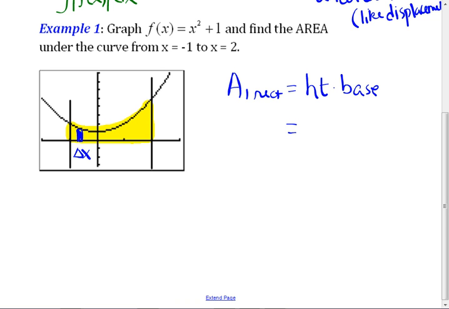Okay, so what's the height? If the base is delta x, what's the height of this? It's the what? X or y coordinate? It's the y coordinate, isn't it?